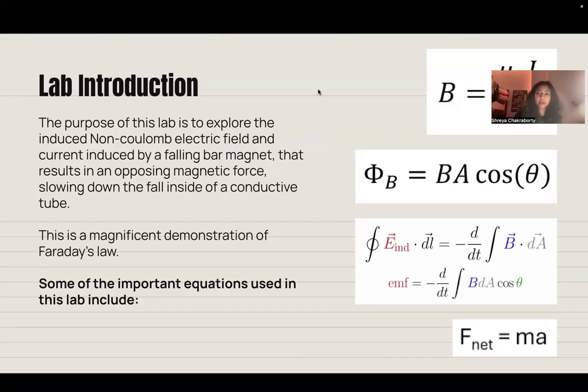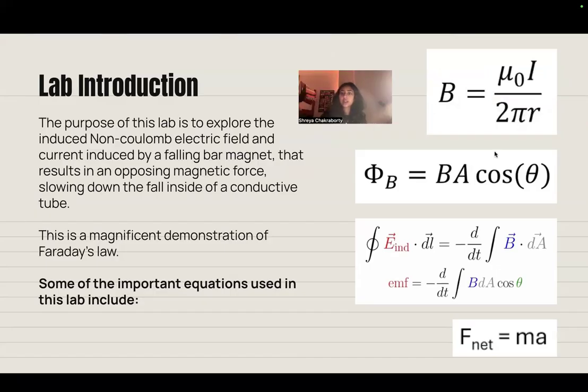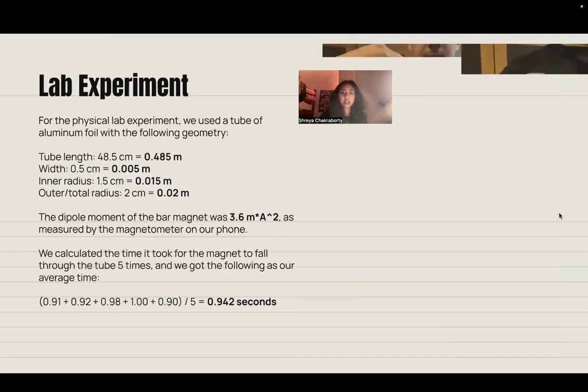Some of the important equations that we used in this lab: first, this one, which tells us how to calculate the magnetic field, and then we also have the magnetic flux calculation equation. This one here is Faraday's law, which is extremely important for this lab. And then Newton's second law, which helps us update velocity and position and determine the next net force. Something I didn't list here is the force of gravity, since that applies to any falling object, including this magnet.